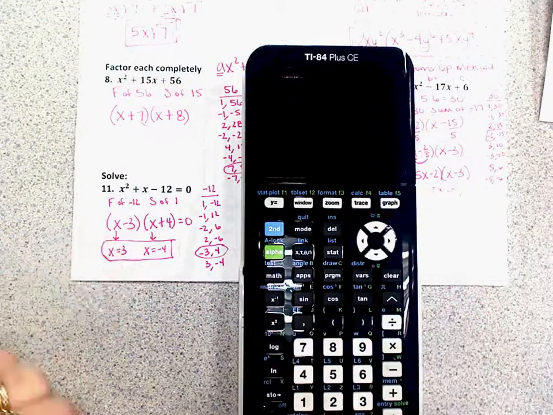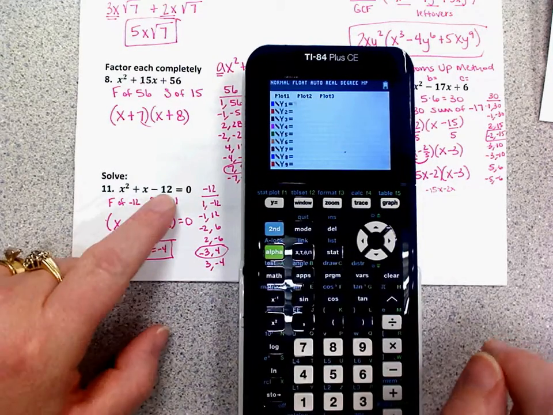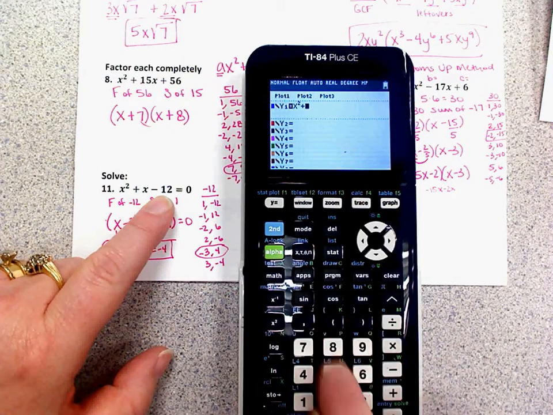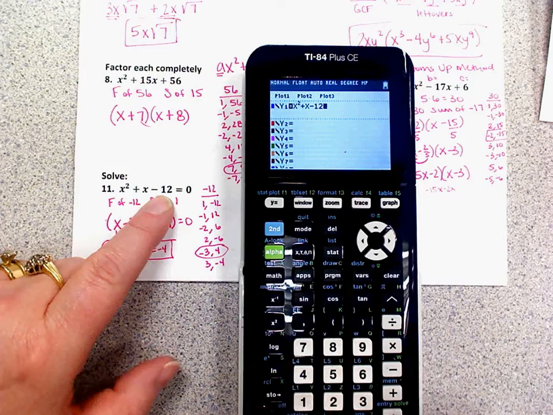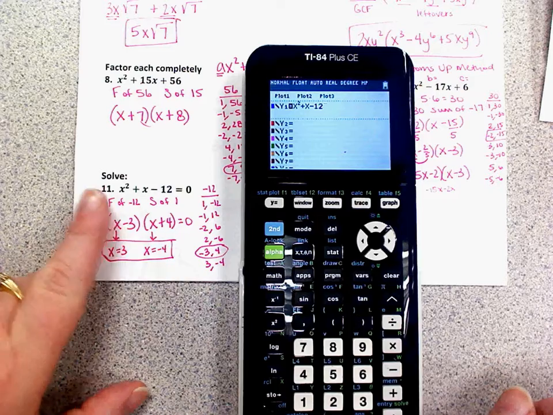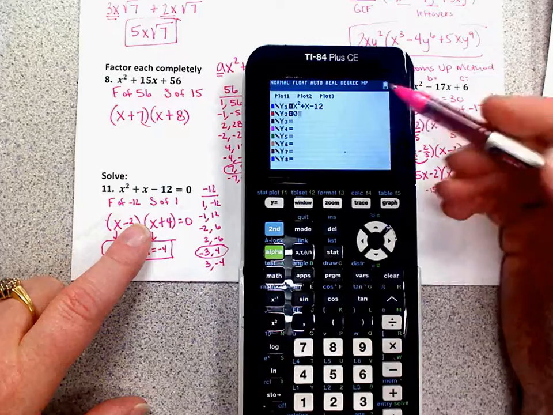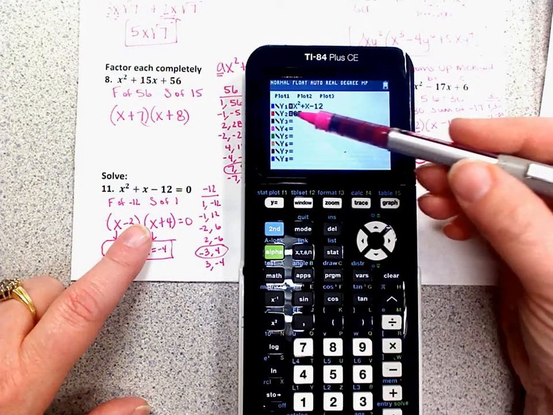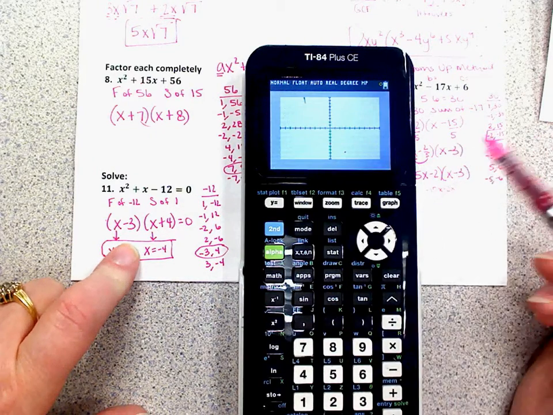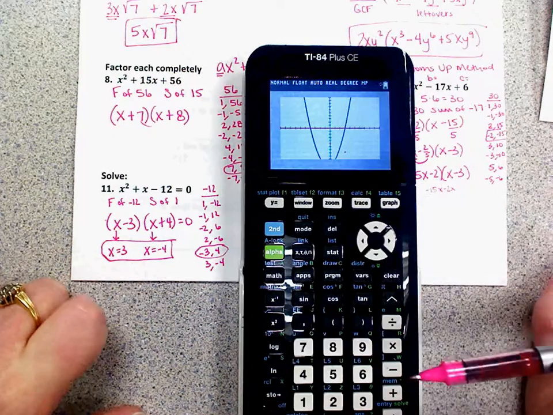I could get the same thing on my graphing calculator. If you go to your y equals, you want to enter this quadratic into your y equals, so x squared plus x minus 12. Remember, the solutions are where this quadratic crosses the x-axis, and all the points on the x-axis are when y is 0. So we would enter our second equation as y equals 0. That's the equation of the x-axis. So we can look at our graph and see that our parabola is going to cross the x-axis in two places, which means we have two solutions.